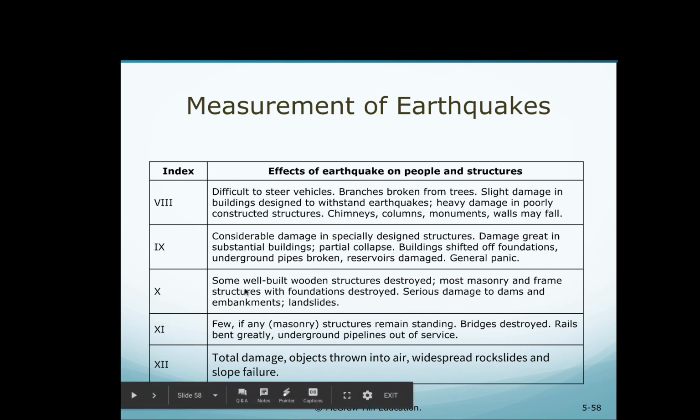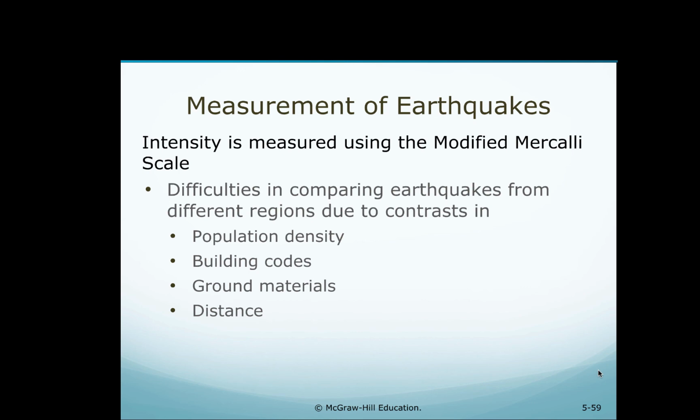Magnitude, or the higher ones, the higher intensity, the higher magnitude scales. The intensity is measured using the modified Mercalli scale. There are difficulties in comparing earthquakes from different regions due to contrasts in population density, building codes, ground materials, and distance. Really, if the earthquake occurs in the wilderness and there's no buildings or people there, how intense is it?